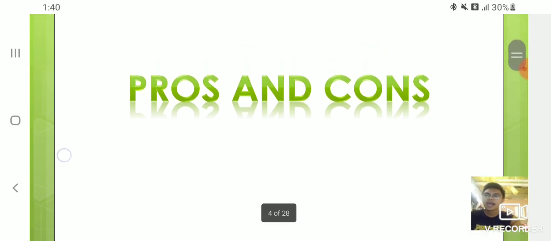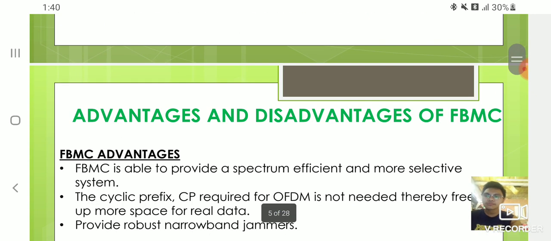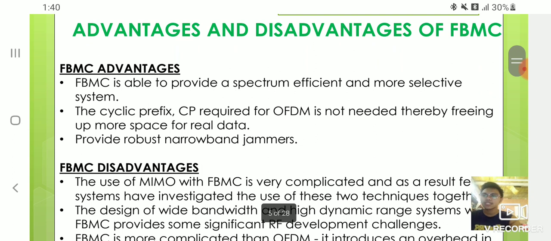Here, we have the pros and cons. The advantages of the FBMC are the following. FBMC is able to provide a spectrum efficient and more selective system. The cyclic prefix (CP) required for OFDM is not needed, thereby freeing up more space for real data. It also provides robustness against narrowband jammers.